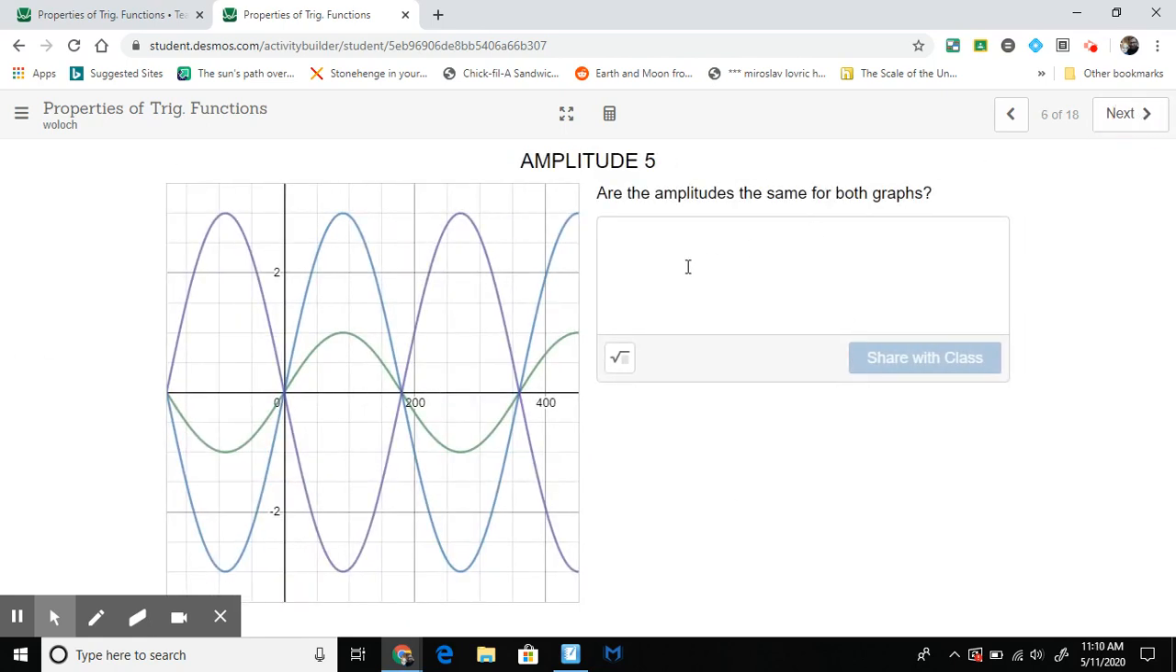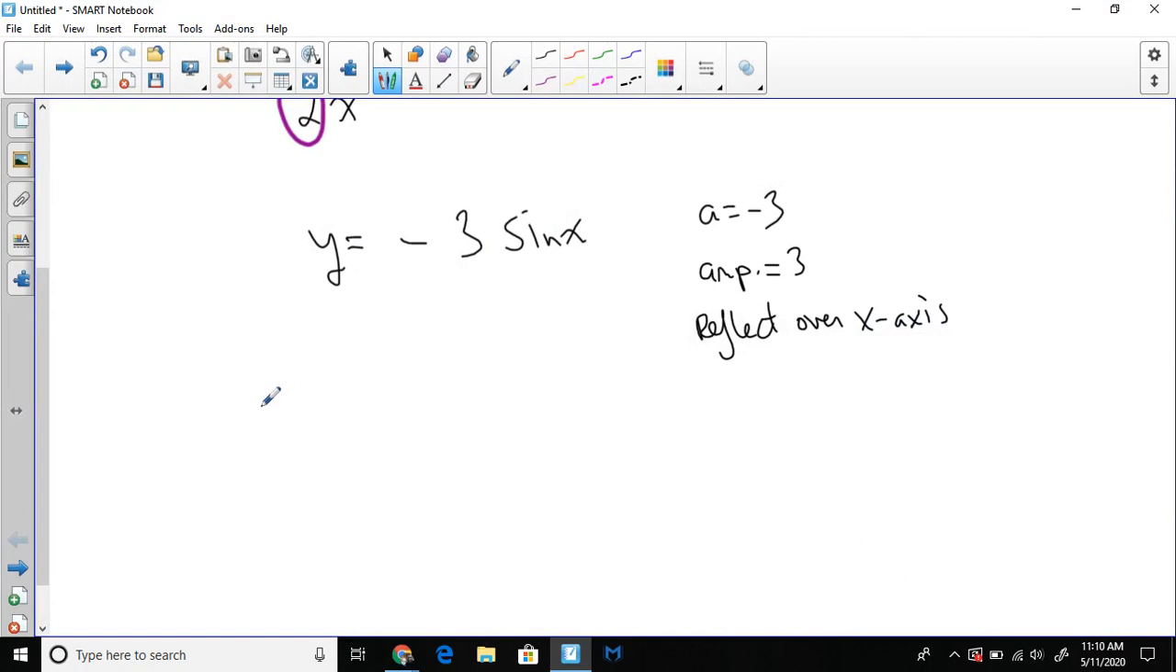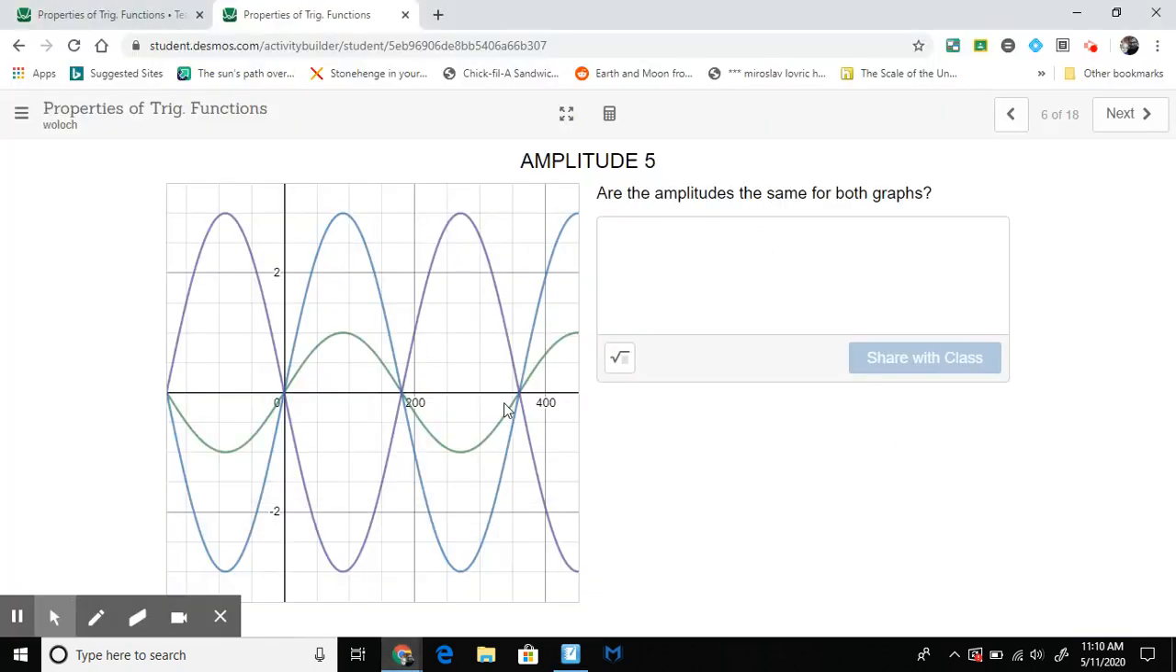Are the amplitudes the same for both graphs? Well, I just said that. If we have y equals 3 sine of x, and then another equation, y equals -3 sine of x, these have the same amplitude. This one is reflected over the x, but their amplitudes are the same.